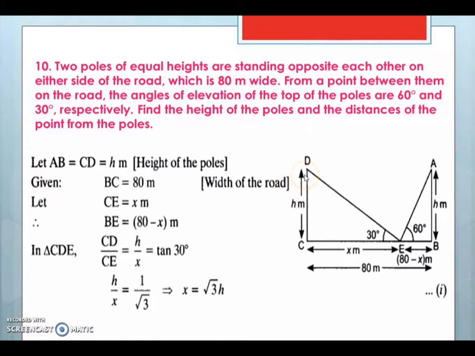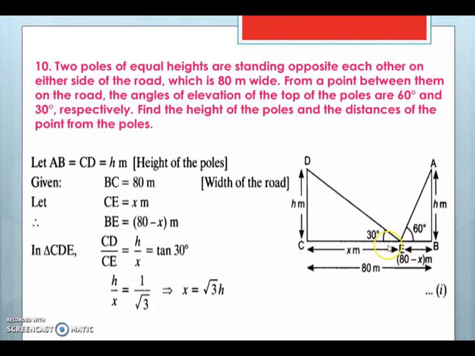So there are two poles of equal heights. So let AB and CD be the two poles of equal heights. So I am taking both as h meters, h meters. There is a point in between BC, that is, there is a road between them which is 80 meter wide. So BC is that road. And there is a point E on that road. We don't know where it is. It is not exactly in the center. It can be anywhere. So I have taken it as this point E. Now from here, the angle of elevation to both are given as 30 degree and 60 degree respectively.